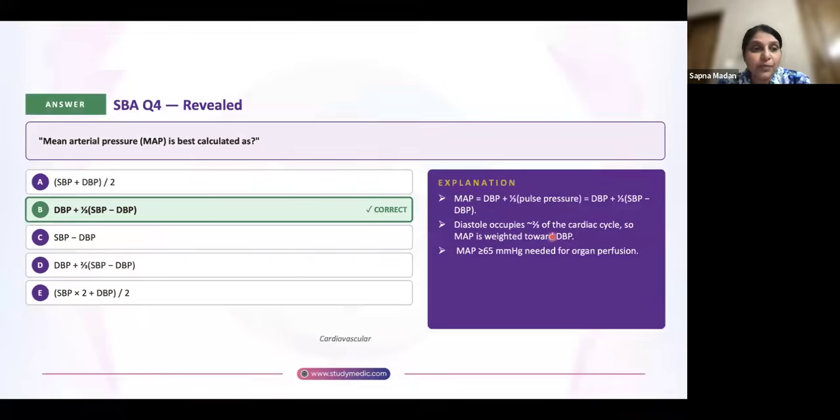The answer is B, diastolic blood pressure plus 1/3 of the difference between systolic blood pressure and the diastolic blood pressure. And this is a very important pressure to determine whether the organs are getting perfused properly or not. Okay. And the minimum mean arterial pressure should be at least 65. So more than or equal to 65.